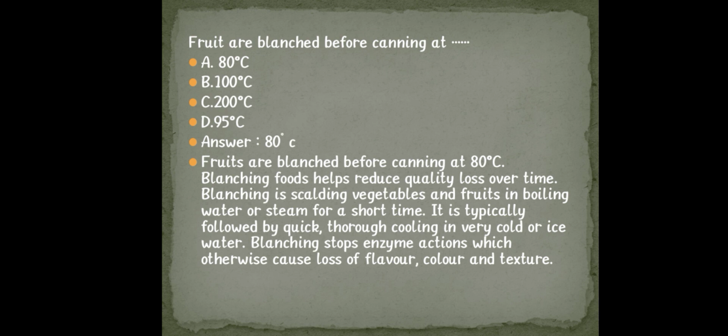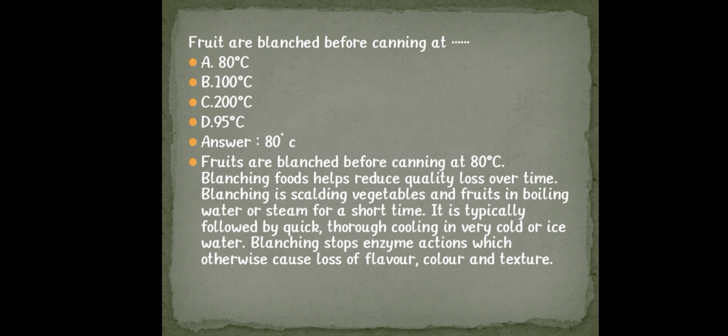Next one is, fruits are blanched before canning at what temperature? So the answer is 80 degrees centigrade. So what is this blanching procedure? Fruits are blanched before canning at 80 degrees centigrade. Blanching foods helps reduce quality loss over time.